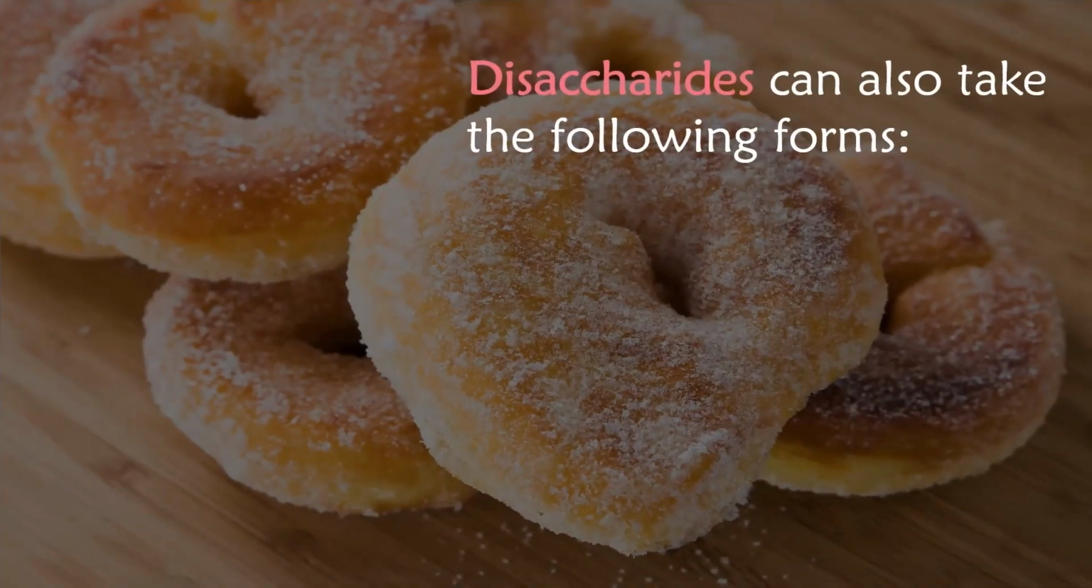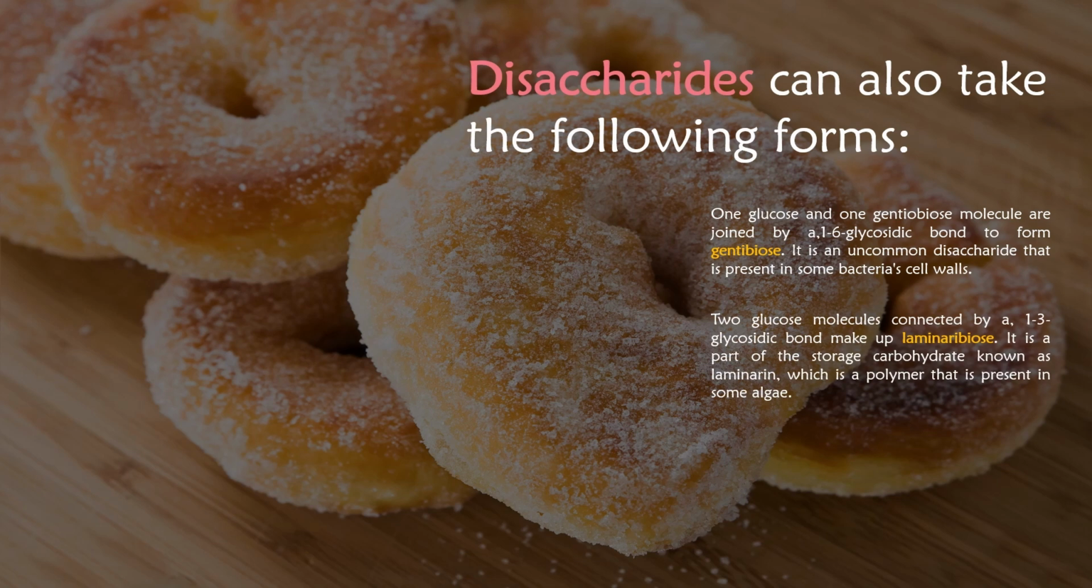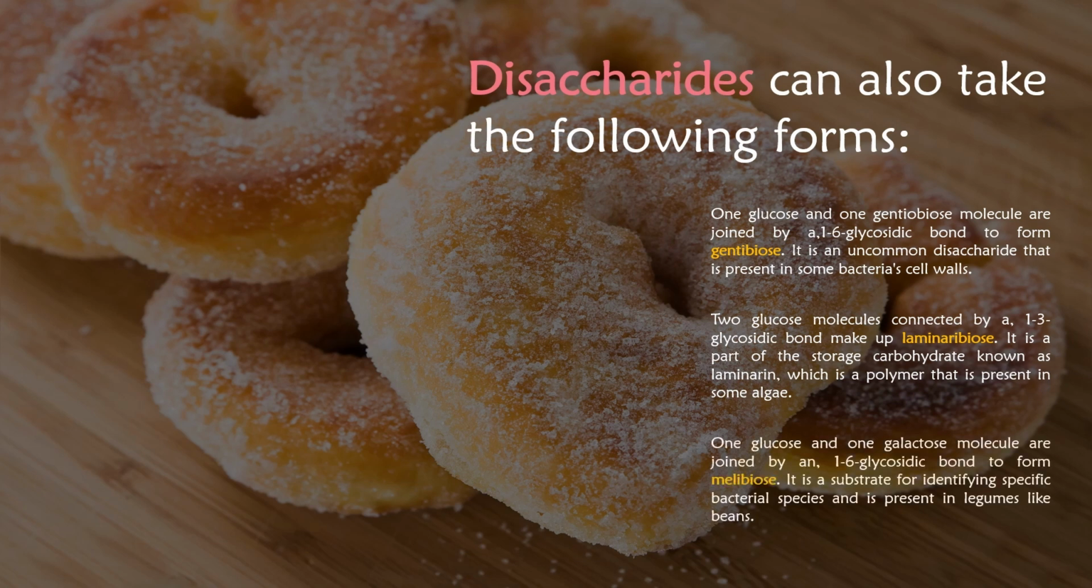One glucose and one gentiobiose molecule are joined by a 1-6 glycosidic bond to form gentiobiose. It is an uncommon disaccharide that is present in some bacteria cell walls. Two glucose molecules connected by a 1-3 glycosidic bond make up laminaribiose. It is a part of the storage carbohydrate known as laminarin, which is a polymer that is present in some algae. One glucose and one galactose molecule are joined by an 1-6 glycosidic bond to form melibiose.